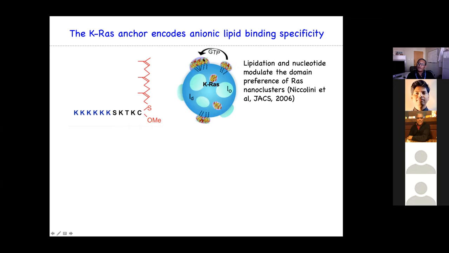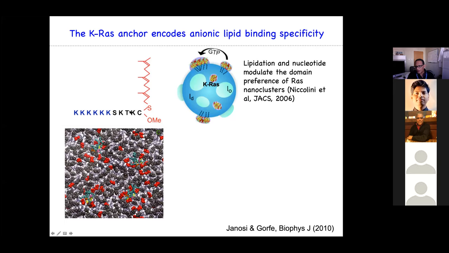GTP bound KRAS tend to form larger clusters compared to the GDP bound form here, which are smaller, but both localize to the LD domain, liquid disordered domain. Again, that made sense because KRAS has just one farnesyl, as you can see here. It doesn't have a palmitoyl or say saturated lipid modification, but it has this polylysine segment. And we wanted to know what their specific role would be, not just in terms of clustering, but also other properties, as I will show you later.